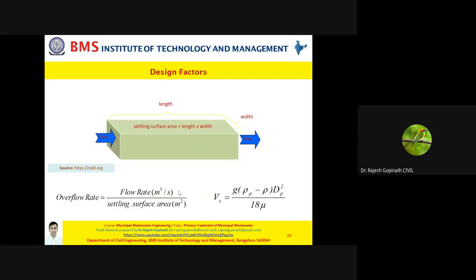So what are the design factors that we need to consider? When we say design factors, we are basically talking about the parameters that we require if we wish to design a sedimentation tank. For instance, the length of a rectangular sedimentation tank is determined when you have the detention period and the velocity of flow. Let's say you're talking about the cross-sectional area. In that case, you need to know the capacity or the volume and the length.